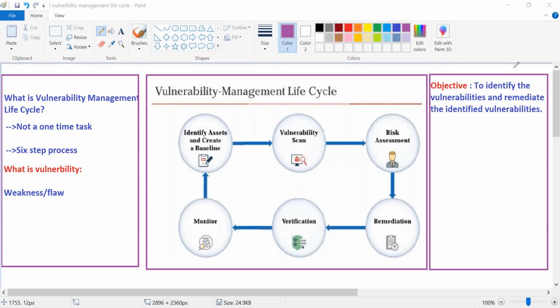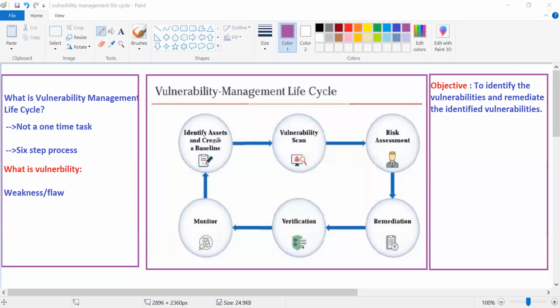So what we need to do is identify the vulnerabilities. Whatever vulnerabilities we find, we need to patch them up and close those vulnerabilities. So the vulnerability management life cycle is not a one-time task, we will continuously be doing it, and it is a time-taking process. And this management life cycle has a six-step process.